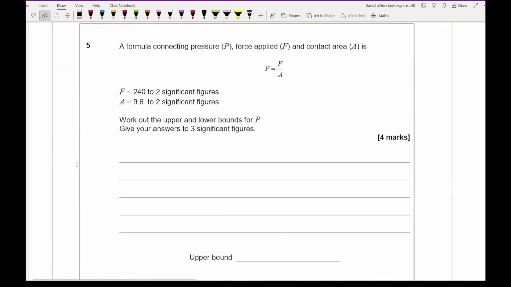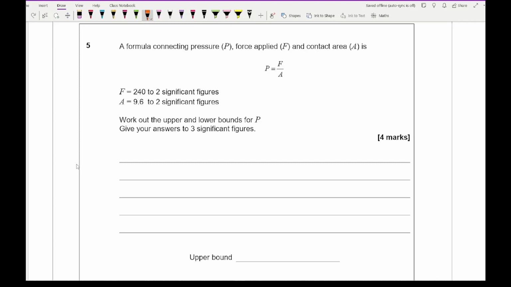Then moving on to question 5, it says that a formula connecting pressure P, force applied F, and contact area A is P equals F over A. F is 242 to 2 sig fig, A is 9.62 to 3 sig fig. Work out the upper and lower bound of P. Give your answers to 3 sig fig.